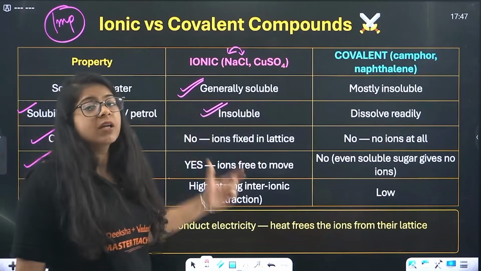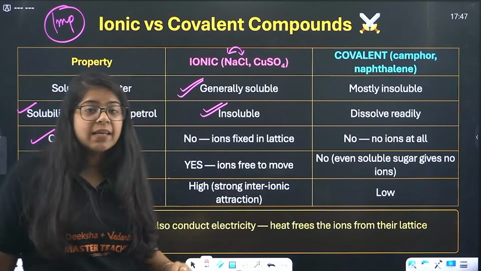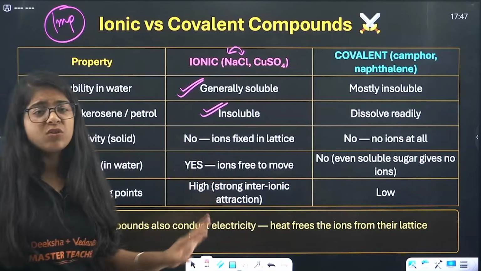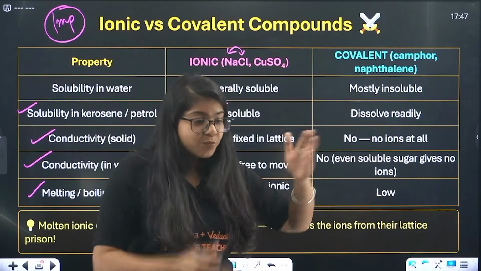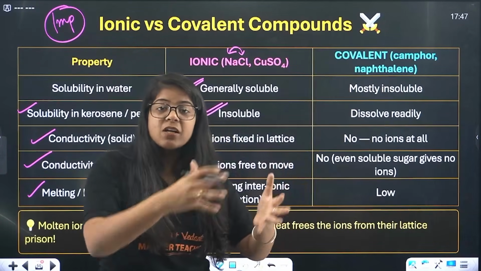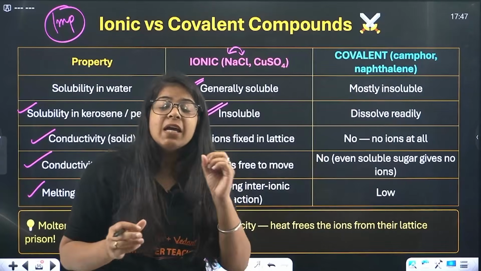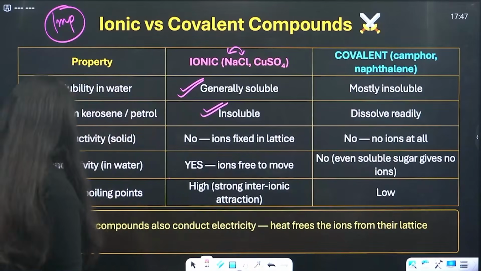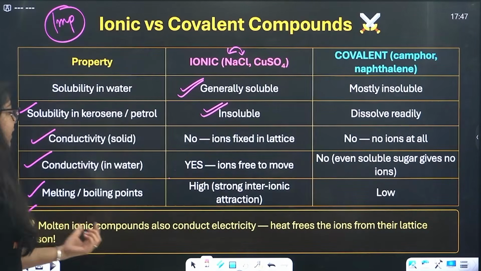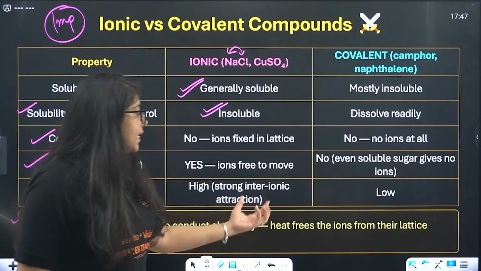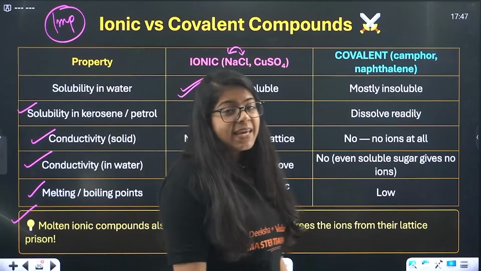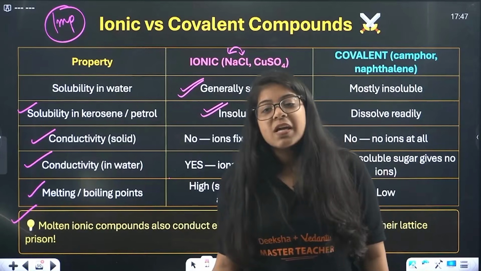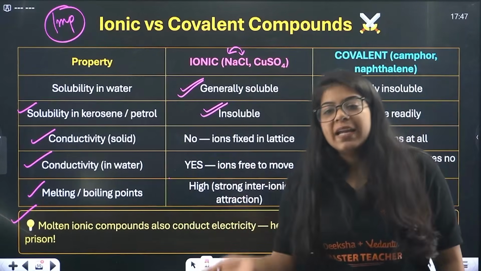Ionic compounds have high melting and boiling points because they have transferred the electrons. Covalent compounds have low melting and boiling points because their sharing can be broken by boiling or melting. Molten ionic compounds also conduct electricity. Heat frees the ions from their lattice prison.